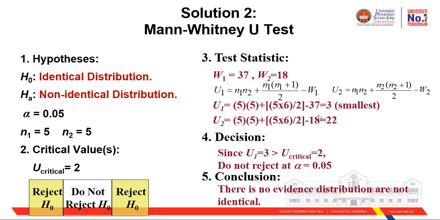So the decision is since U1 is equal to 3, which is greater than U critical, which is equal to 2, do not reject at alpha 0.05. When we do not reject the null, it means there is no evidence the distributions are not identical. Okay, there is no evidence the distributions are not identical. So that's the solution, because the question just now we want to check whether they are the same or identical or not. So here we can say that there is no enough evidence to say that the distributions are not identical.